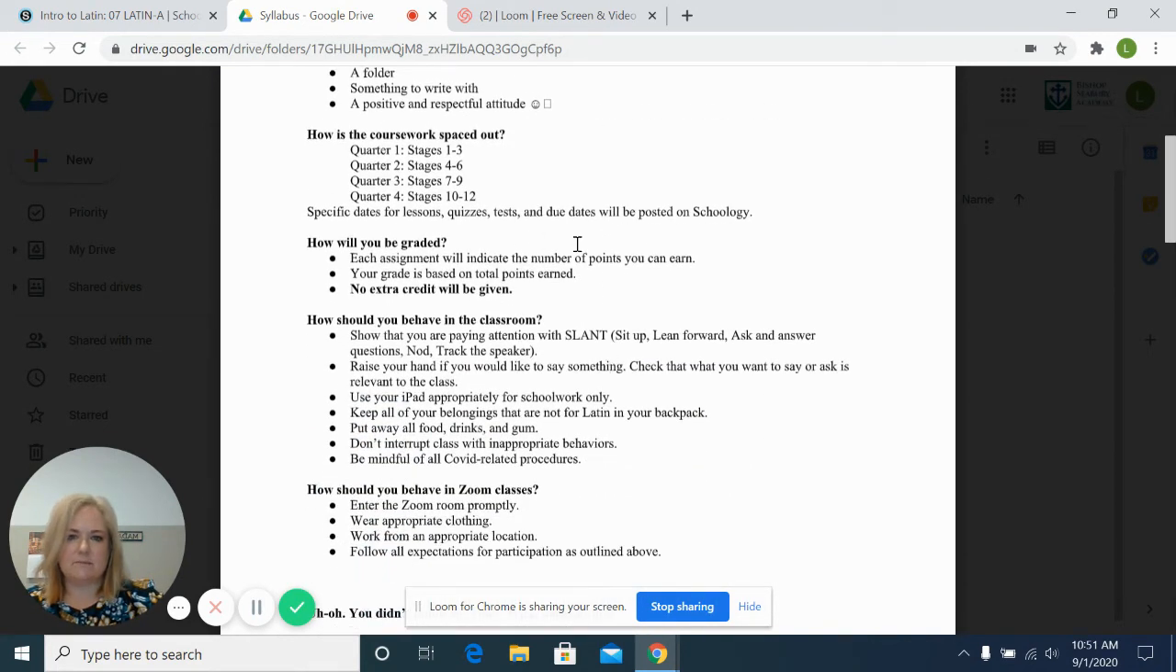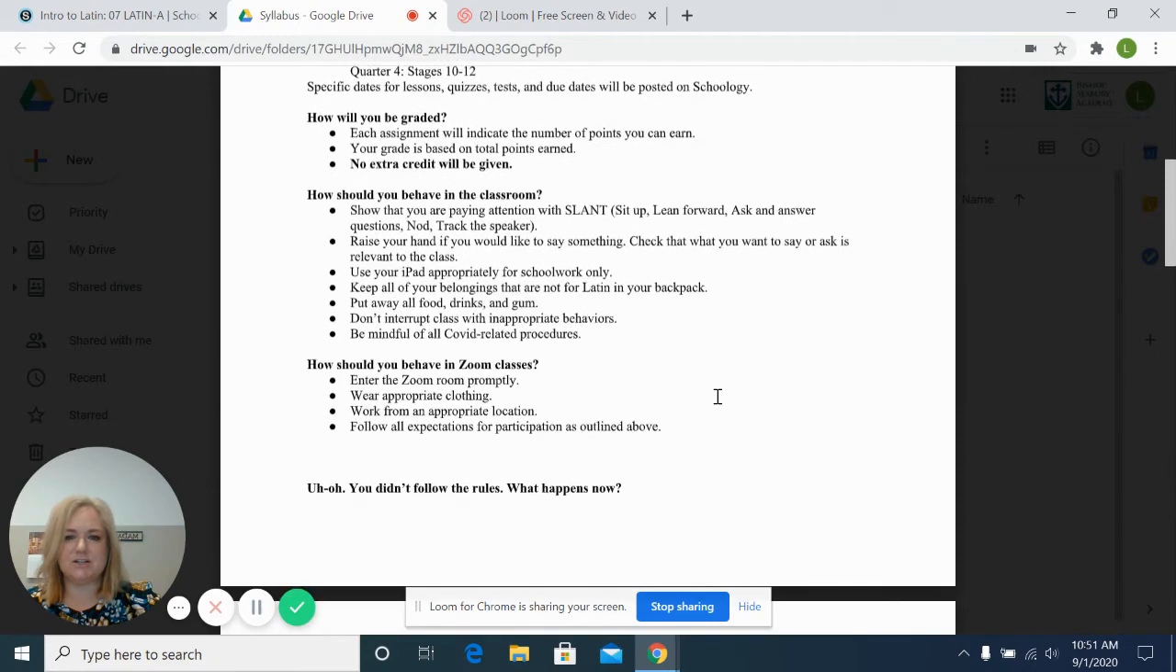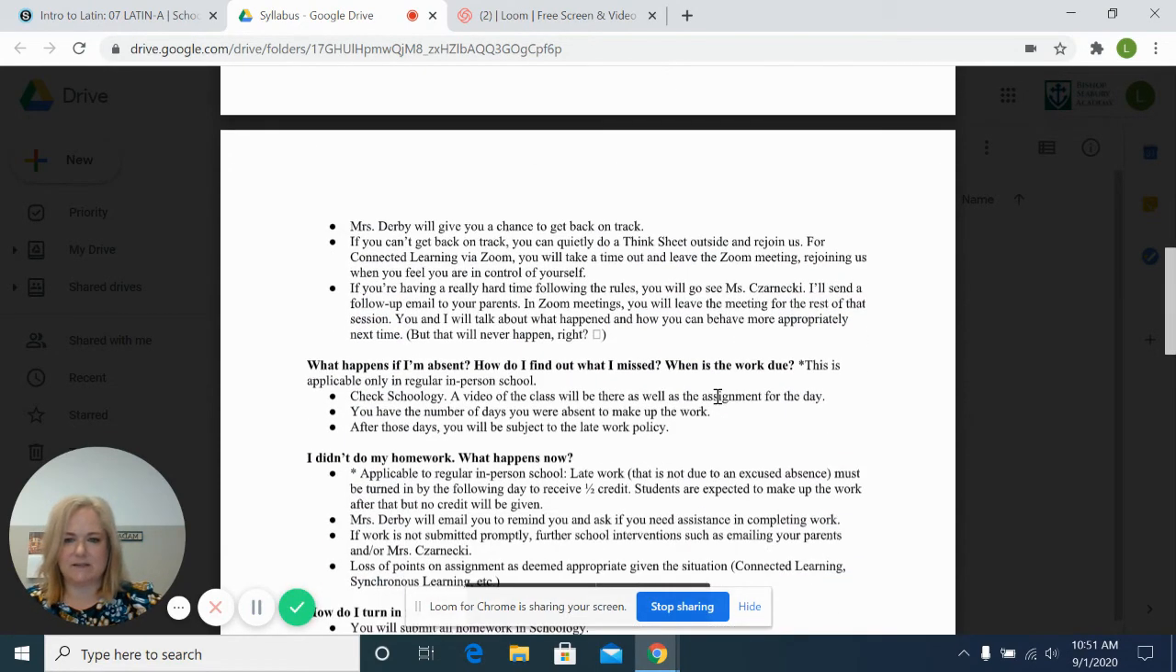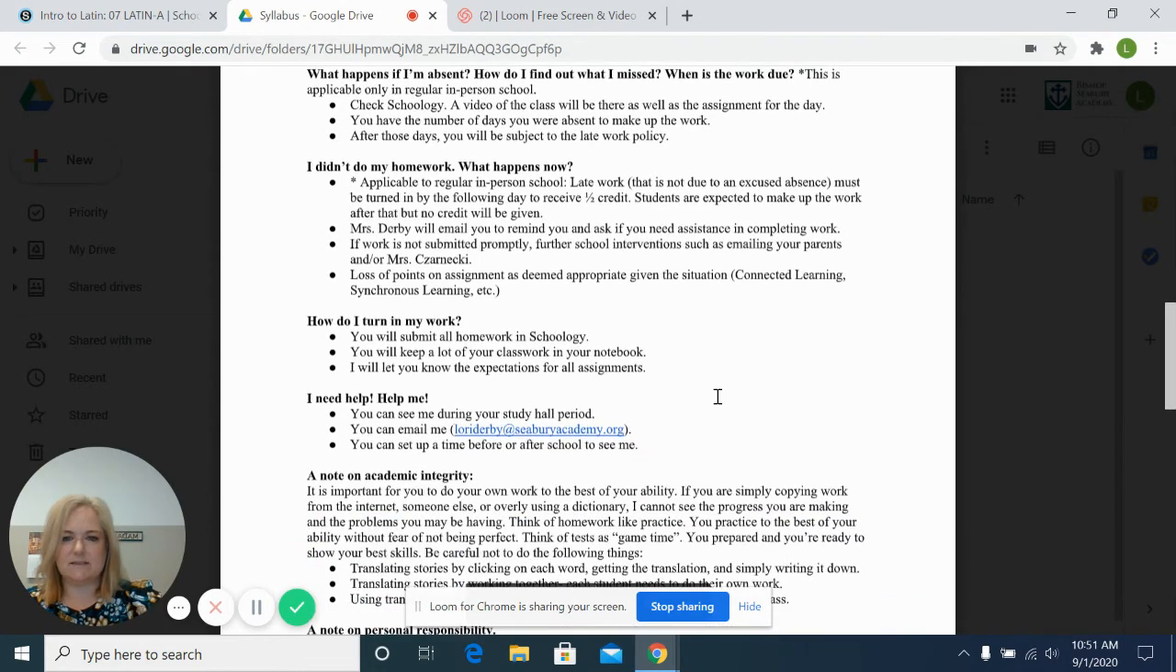Students will be graded based on two categories. One, formative, which are all of those assignments we do to practice Latin, and the second is summative, which are those things we do to prove that we've learned Latin, like tests and quizzes. These are not weighted, it's a total point system, but the bulk of the points will be in the formative category.